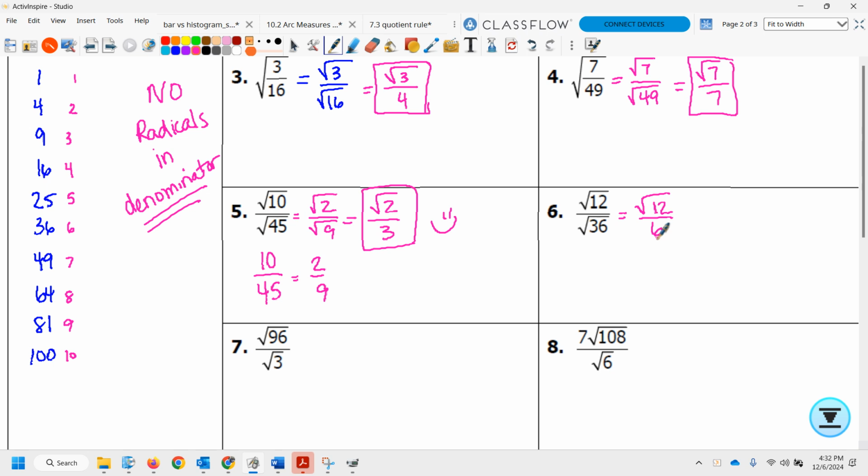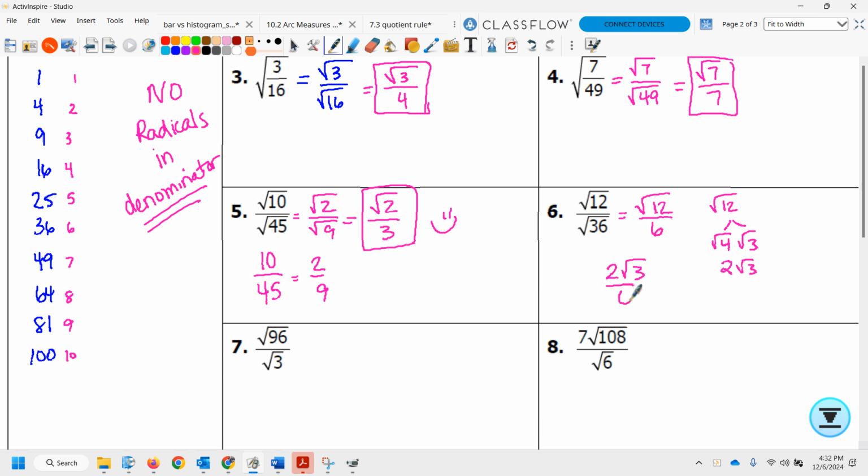Again, those are not like terms, but I can simplify the square root of 12. The square root of 12 breaks apart into the square root of 4 times the square root of 3. The square root of 4 is 2, so 2 root 3. That's the same as the square root of 12. So I'm going to replace this numerator here. Now I have 2 root 3 over 6.